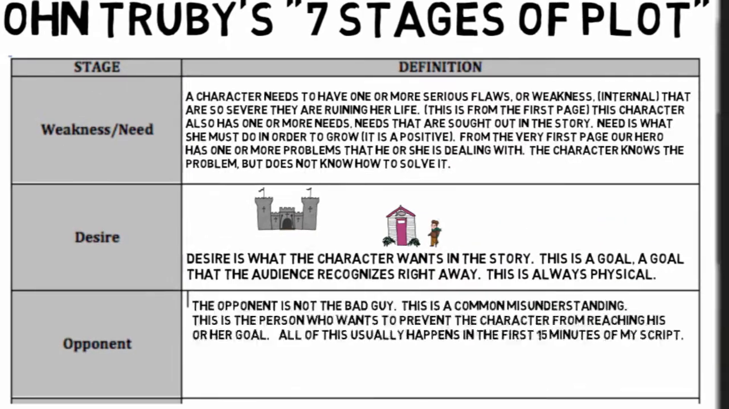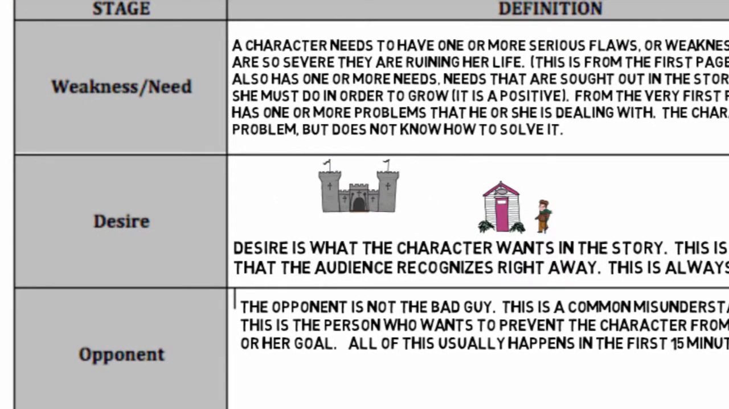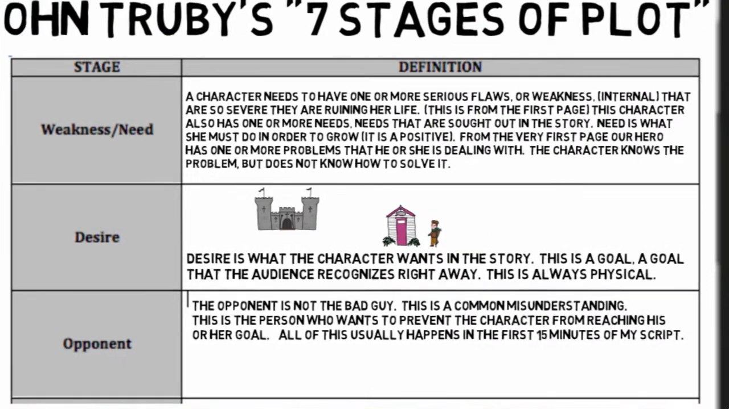Next, we meet the opponent. The opponent is not the bad guy. This is a common misunderstanding. This is the person who wants to prevent the character from reaching his or her goal. We refer to this person as the antagonist. All of this stuff right here, the weakness-need, the desire, and the opponent, all of this happens usually within the first 15% of my script.